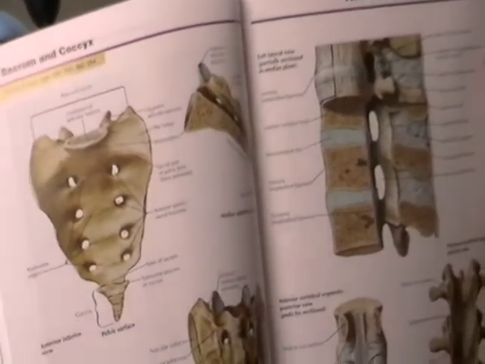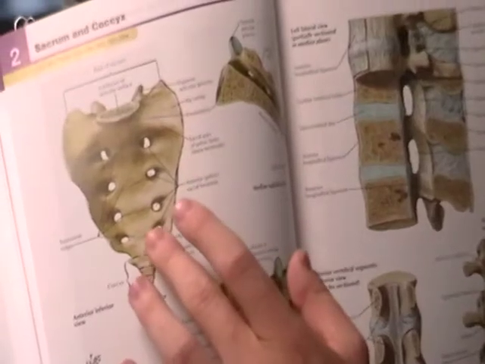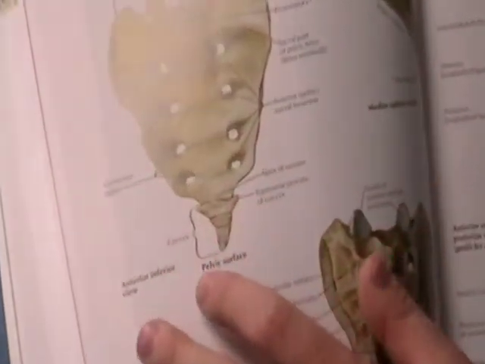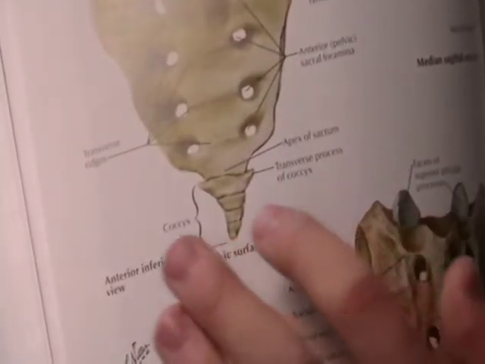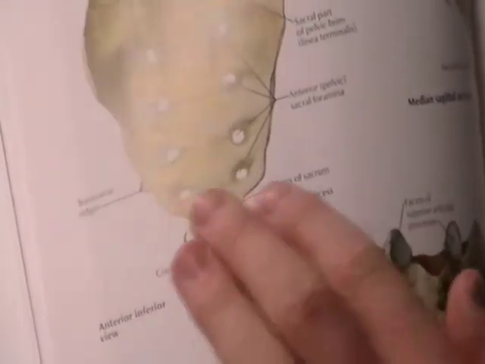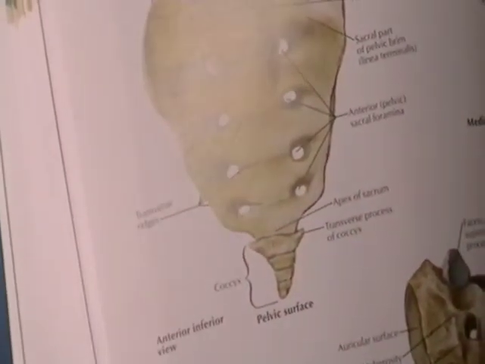If you go down just a little bit to the inferior portion, you have the coccyx, or what's often called the tailbone. There are 4 little bony segments of your tailbone as well, and again, these also fuse together during embryonic development.